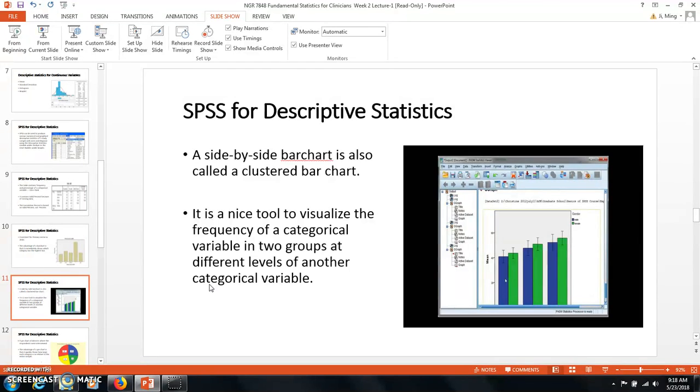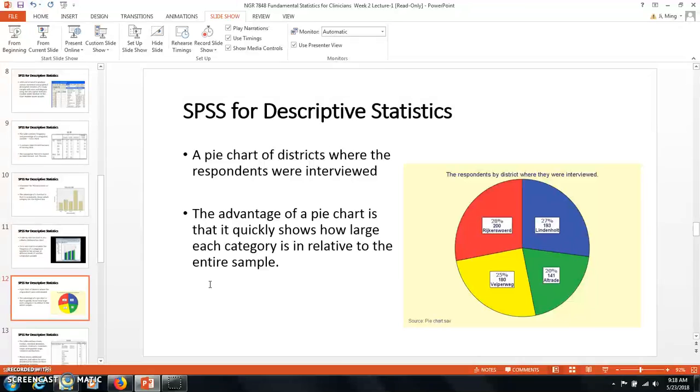For example, this is an example of the so-called side-by-side bar chart, also called a cluster bar chart. It is really nice to visualize the frequency of a categorical variable in two groups at different levels of another categorical variable. So it's very informative. It actually goes beyond the univariate statistics, more like a bivariate analysis. It starts looking at the relationship among different variables.